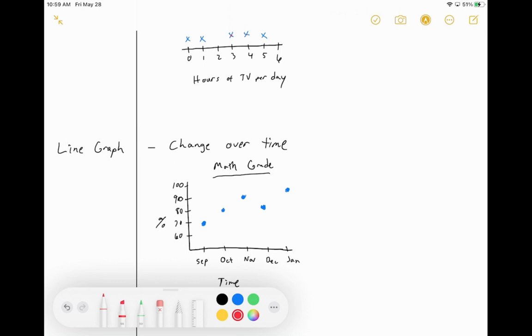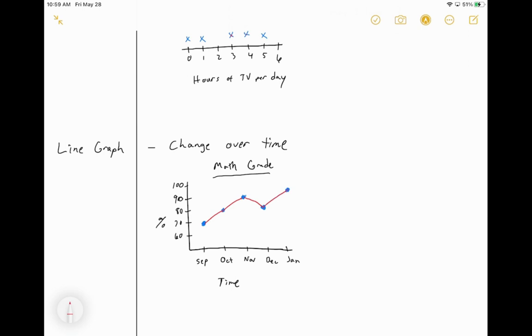So what I'm going to do is connect these dots. So this is a trend of how you did over the course of the school year. You can see how as time went by, your grade fluctuated. It went up, it went down, it went up again. This is a great way. The line graph is the best way to show how things adjust and change over time.